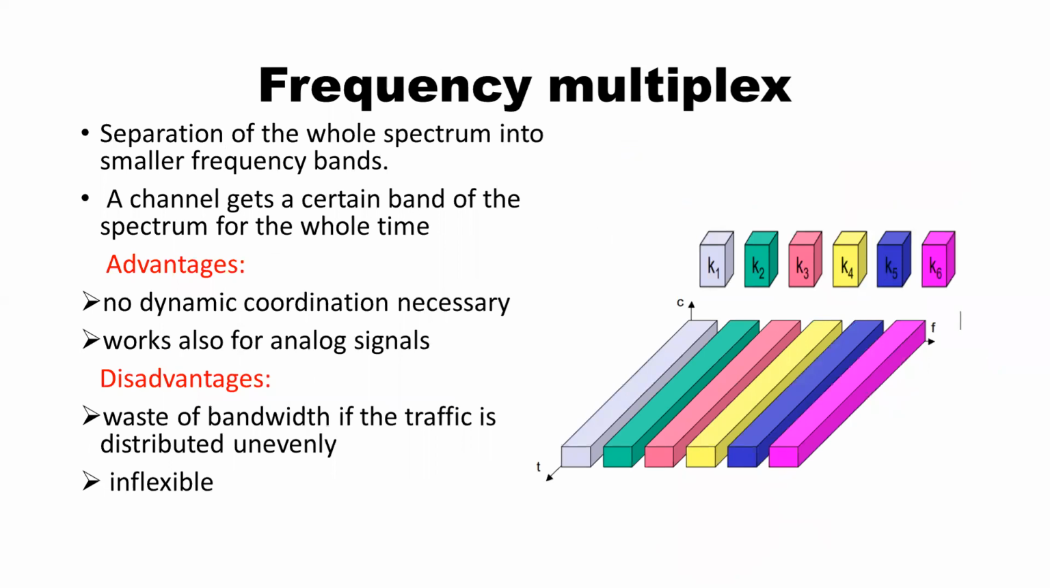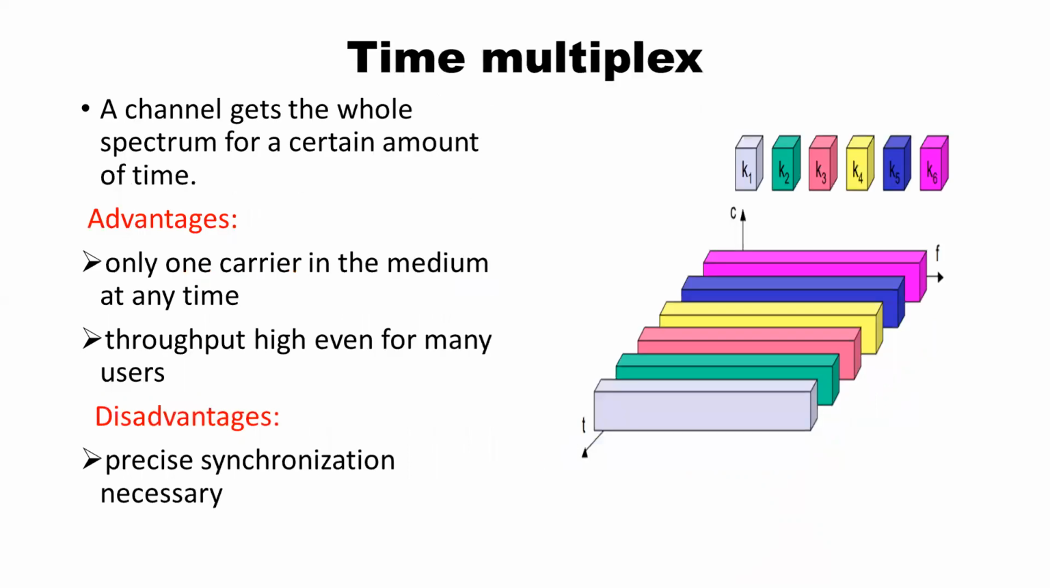Frequency multiplex: separation of the whole spectrum into smaller frequency bands. A channel gets a certain band of the spectrum for the whole time. Advantages: no dynamic coordination necessary, works also for analog signals. Disadvantages: waste of bandwidth if the traffic is distributed unevenly, inflexible.